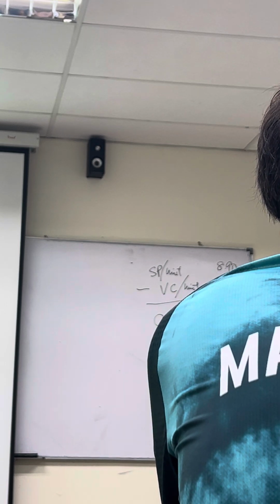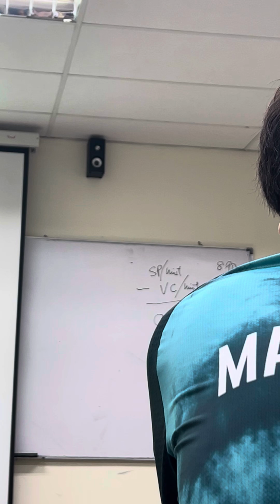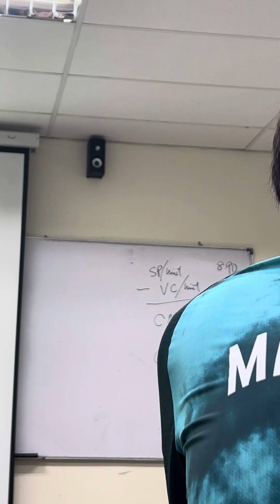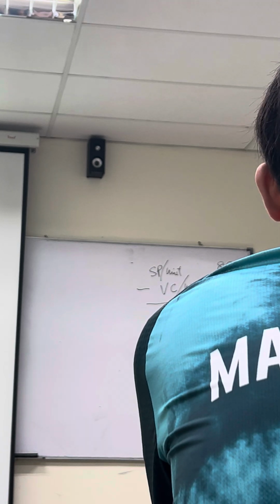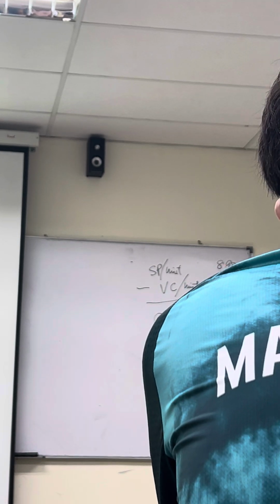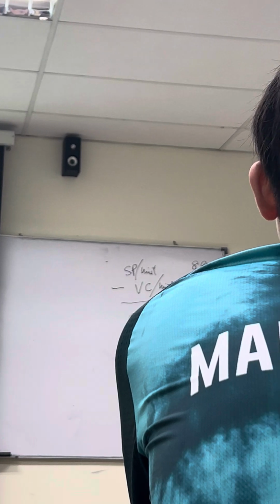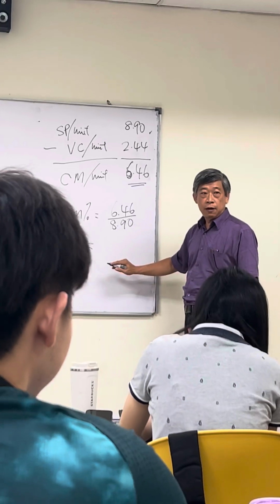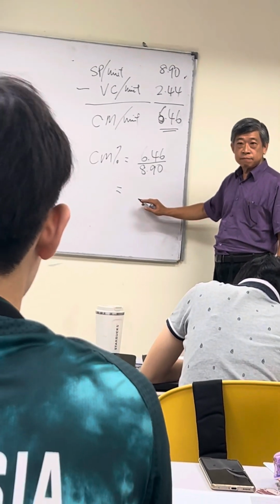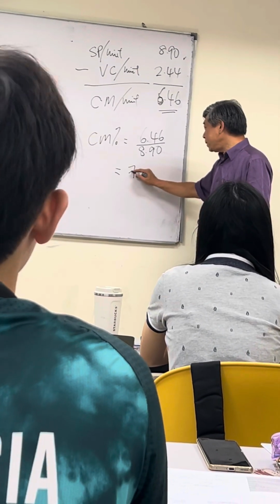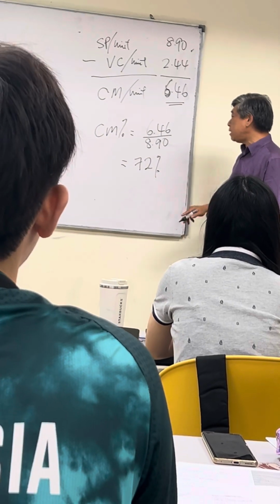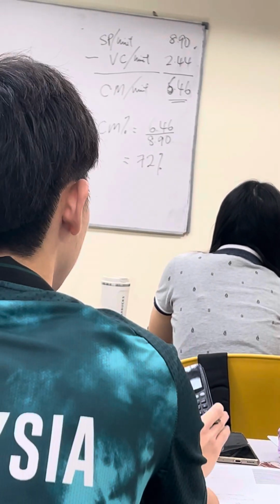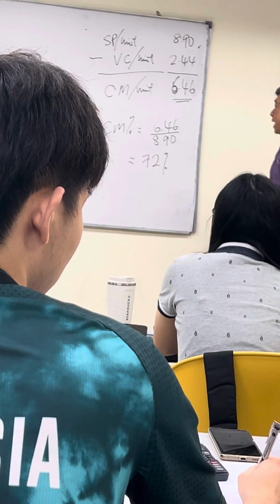Contribution margin ratio. You use 6.46 divided by selling price 8.9. So you get 72%, right? Yeah, 71.72%. 73, whatever. I mean because of rounding error.